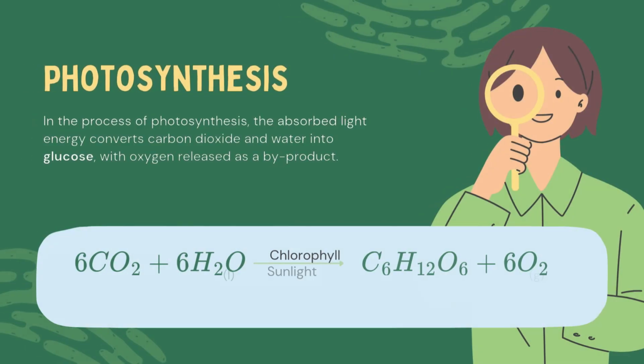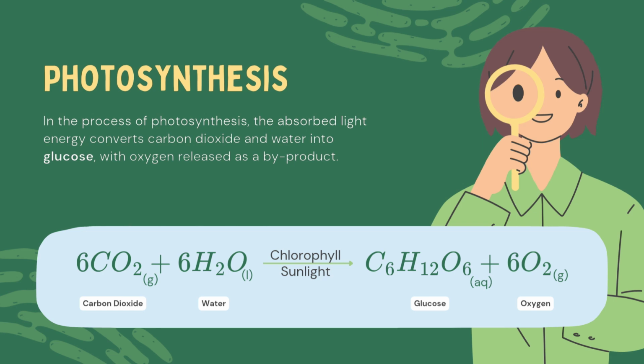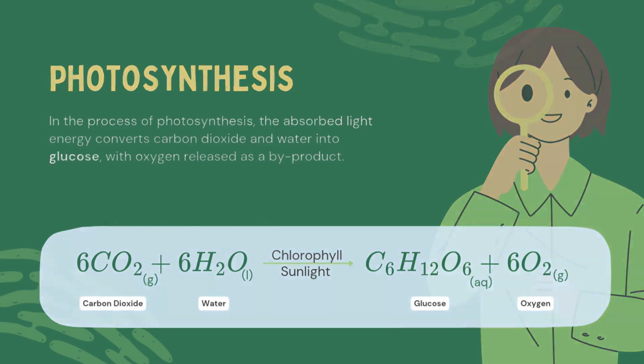So how does photosynthesis actually work? Here's the big idea. Absorbed light energy converts carbon dioxide and water into glucose, and oxygen is released as a byproduct. The chemical equation looks like this. Plants take in CO2 from the air, H2O from the soil, soak up sunlight with chlorophyll, and poof, they produce glucose, plant candy, and release oxygen for us to breathe. Thanks, plants.